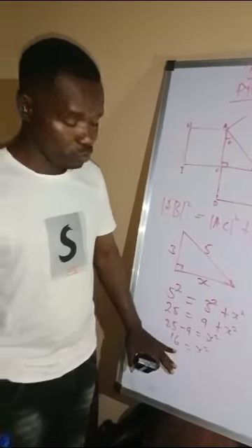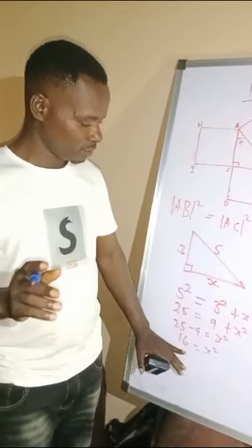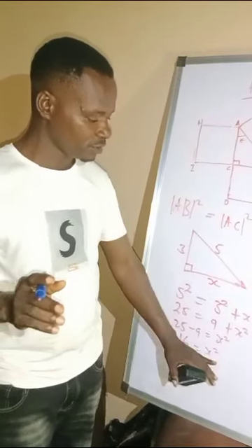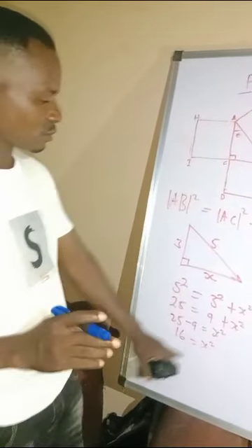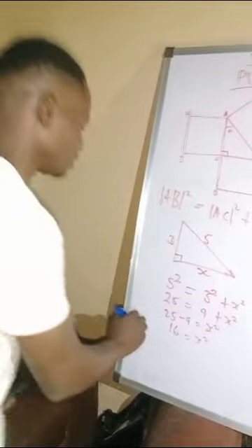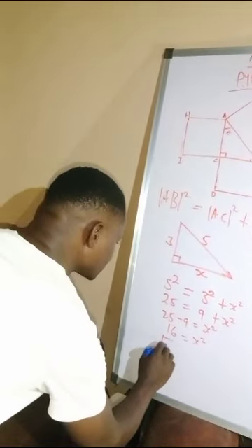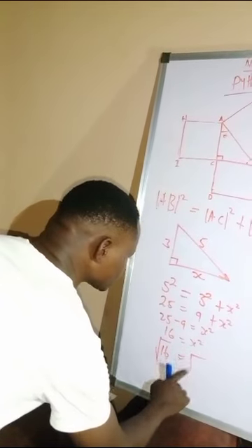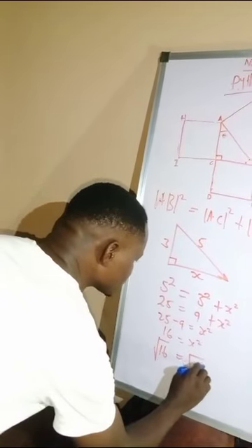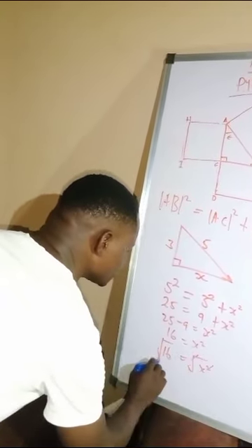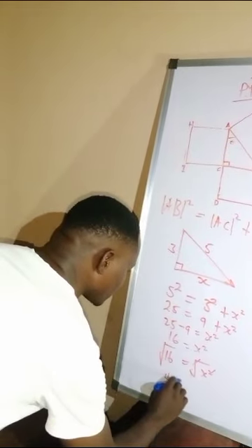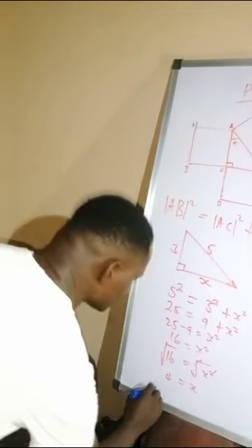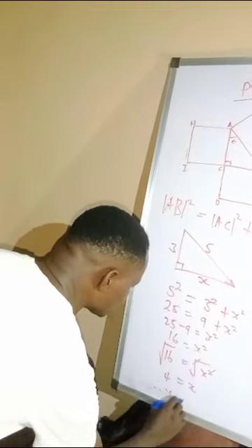In this case, what do we do? We find the square root of both sides in order to remove this square. What we want is x, not x squared. In this case, we have what? The square root of 16 equal to the square root of x squared. So this, we cancel this, and we have 4 as well, the square root of x. Therefore, our x equal to what?